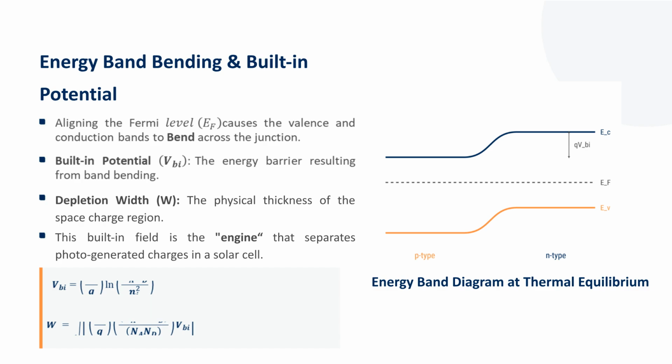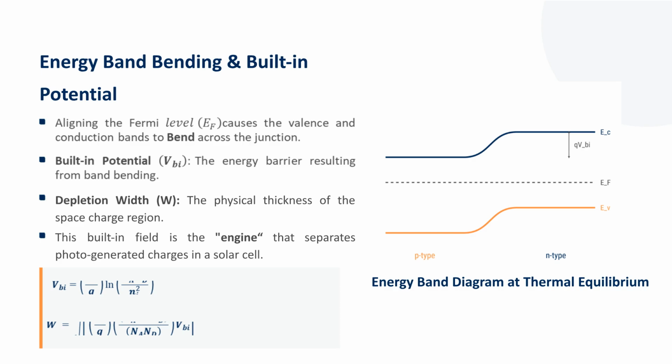Let us visualize this on an energy band diagram. The most fundamental rule of a system in thermal equilibrium is that the Fermi level must be perfectly flat and continuous across the entire device. Because the Fermi level was near the conduction band in the n-type material, and near the valence band in the p-type material, forcing the Fermi level to be flat causes the actual energy bands to bend across the depletion region. This bending represents a built-in potential energy barrier.